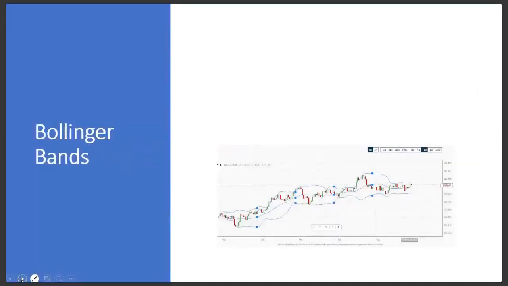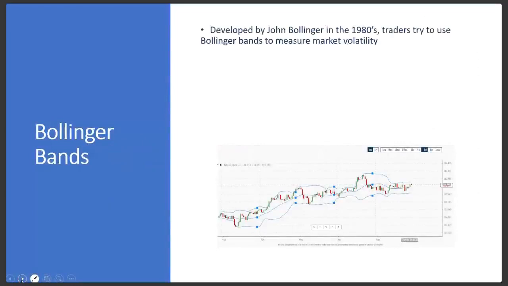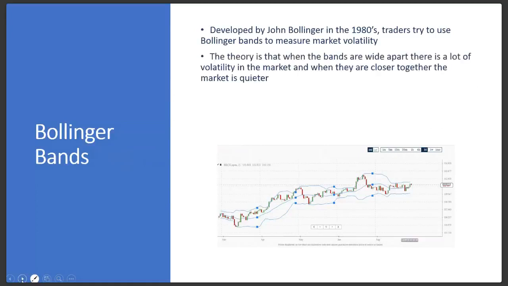Bollinger Bands. This is another very popular technical indicator. Bollinger Bands was developed, again, they're so imaginative and creative with the names of indicators, by a guy, surprise, surprise, called John, wait for it, Bollinger, in the 1980s.